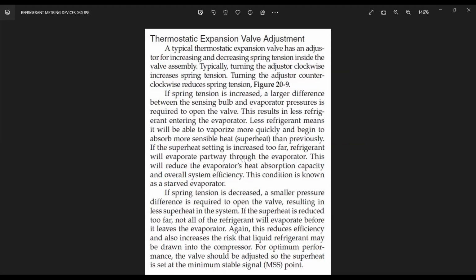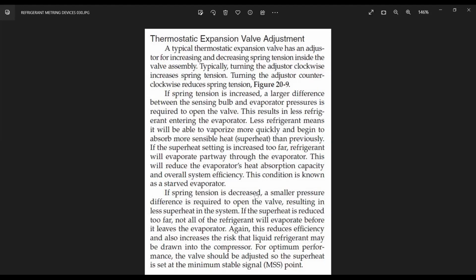Now if the superheat setting is increased too far, that means आप उसको बहुत ज़्यादा tight कर दो, ठीक है? Refrigerant will evaporate partly through the evaporator, and this will reduce the evaporator's heat absorption capacity and overall system efficiency. So basically system efficiency will drop, and this is called a starved evaporator, because you're reducing the refrigerant to such a degree that it is not able to go throughout the entire evaporator, and starving is taking place. So उतना नहीं करना है आपको. You can throttle it a little bit so that you get more superheat and maximum efficiency. But if you do it too much, then it is going to starve the evaporator. Okay, you don't want that.